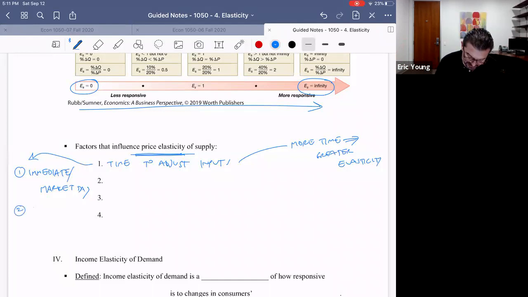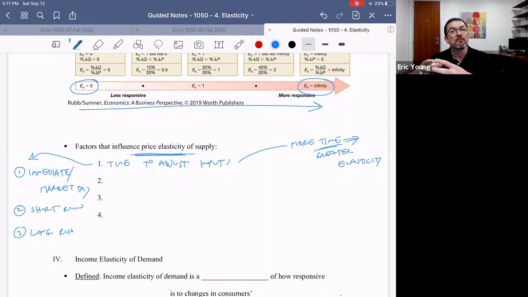Then we talk about this idea of the short run, and then we talk about the idea of the long run. So we believe that as suppliers move from the immediate market day window to the short to the long term, more time, higher elasticity.